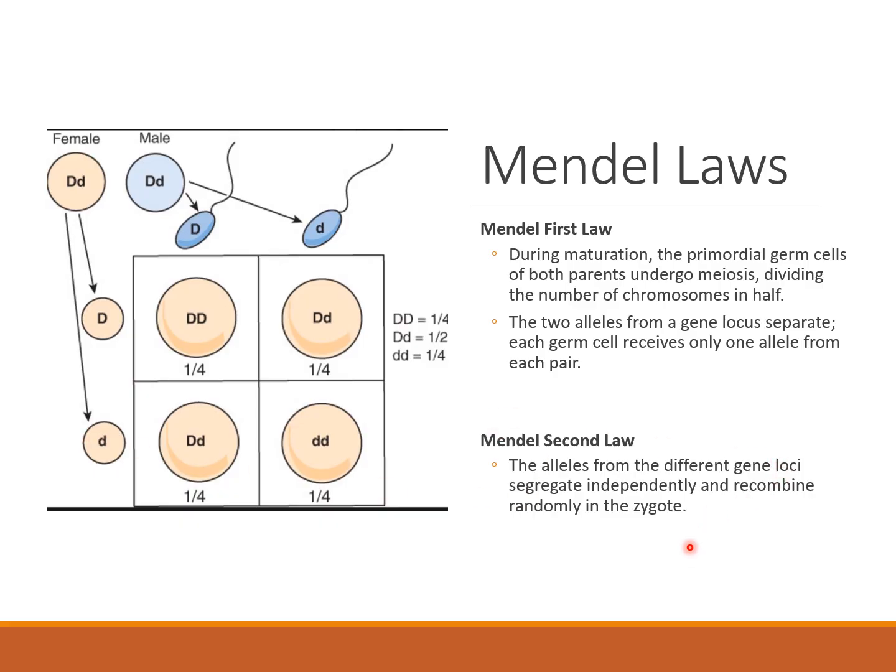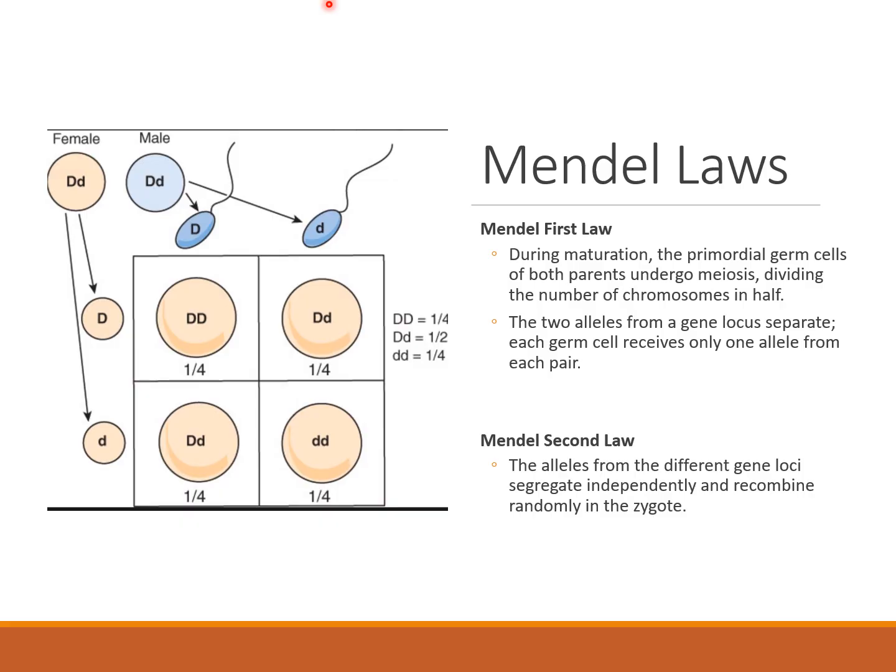And the second law is that those alleles from the different gene loci segregate independently and recombine randomly in the zygote. So how those little germ cells recombine themselves will be very much random, right, in the offspring. But with just these two kinds of codings for traits, just the single gene loci, we can map out the possible combinations that we might see in the offspring. Okay, and that's done here. Okay.